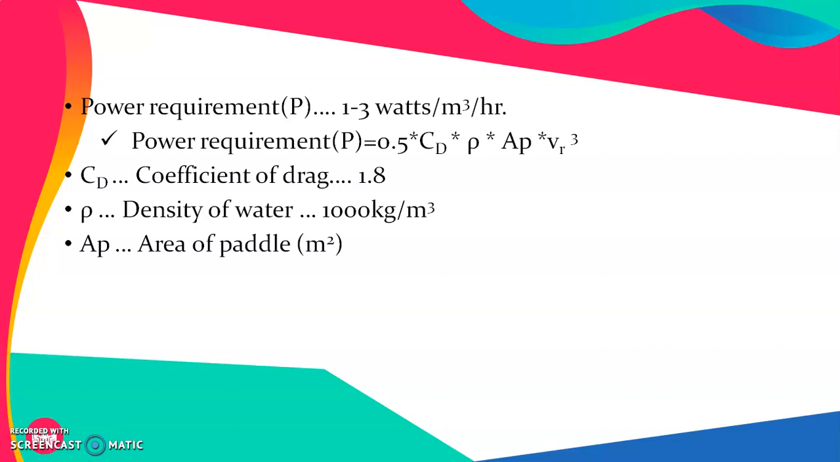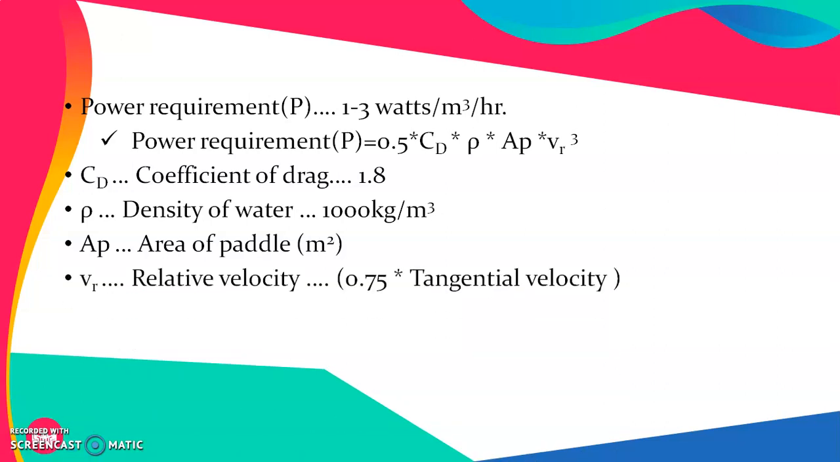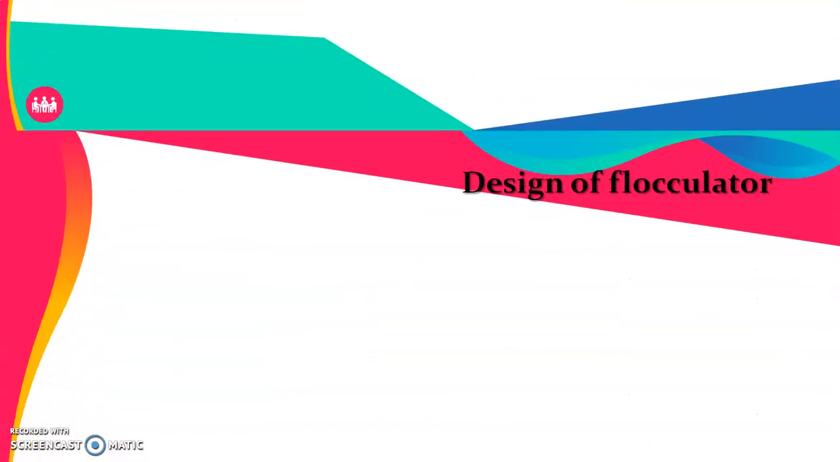AP is the area of paddle or area of blades provided, and it is measured in meter square, while VR is the relative velocity, which is approximately equal to 0.75 times the tangential velocity. In the last slide we have seen how to calculate the tangential velocity.